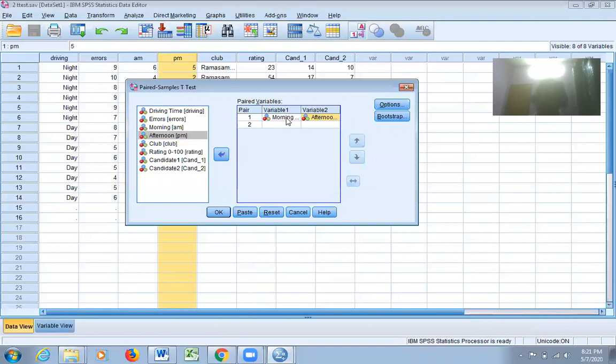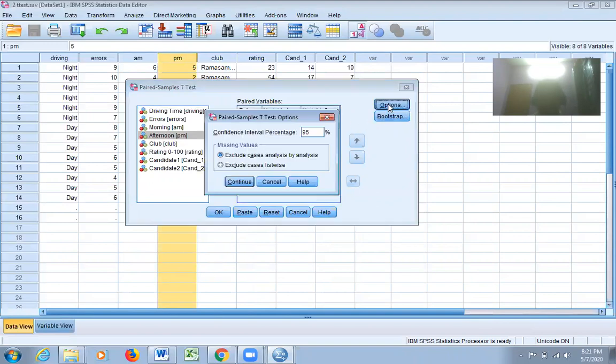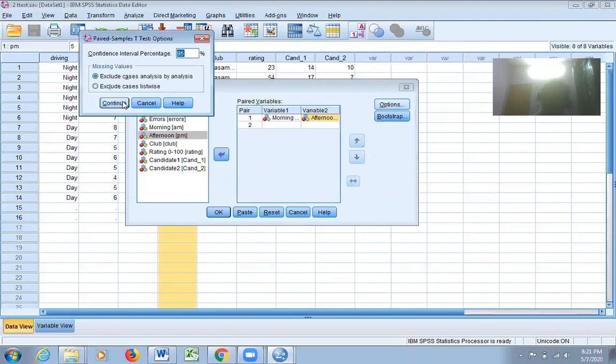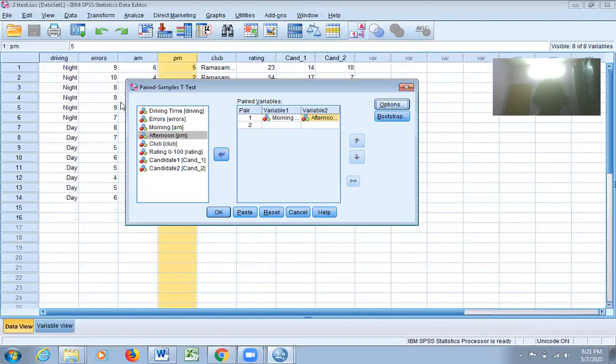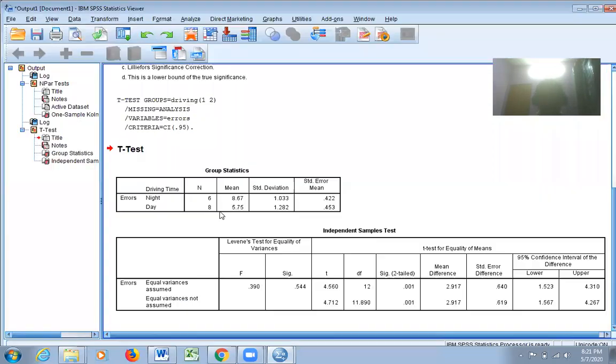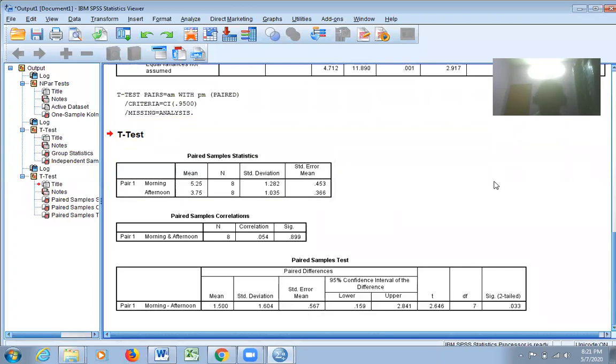Now both the variables, marks in the morning and marks in the afternoon, are taken. I'm going to pair these. Click on Options. Okay, let it be 95% confidence interval. Click on Continue. You click on OK. You'll get the result of this paired sample t-test.